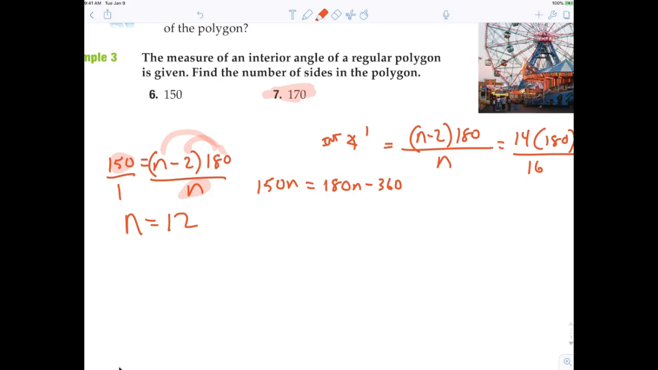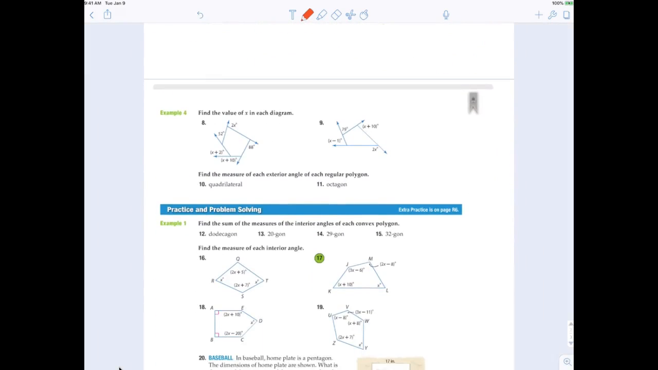Anybody having a problem? So what did we say the answer was for number 7, somebody? N equals 36 sides. Anybody else? Let me see what else is going on. Okay, question number 8.